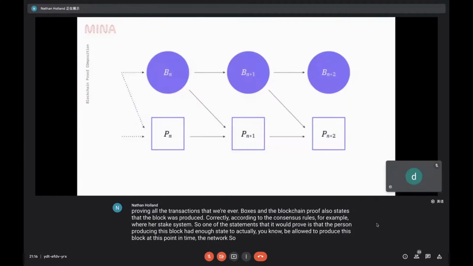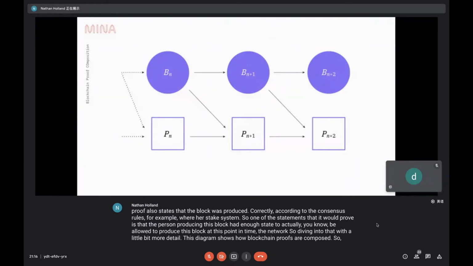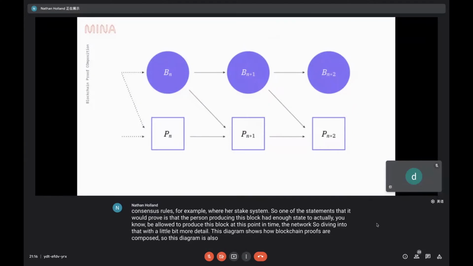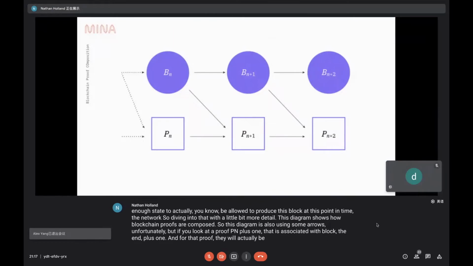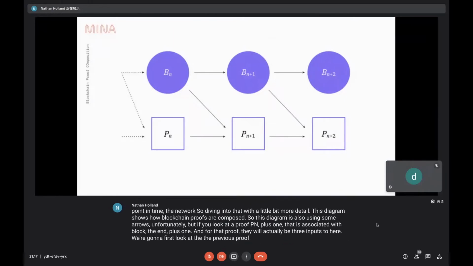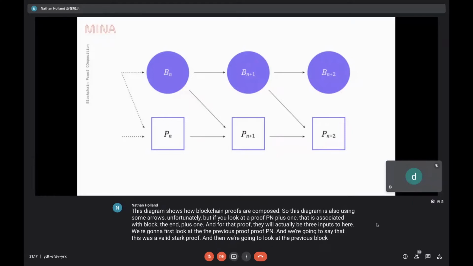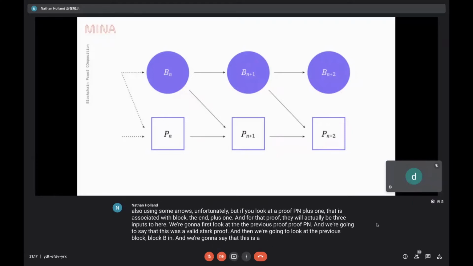So diving into that with a little bit more detail, this diagram shows how blockchain proofs are composed. This diagram is also missing some arrows, unfortunately, but if you look at a proof Pn+1, that is associated with block Bn+1. And for that proof, there will actually be 3 inputs. We're going to first look at the previous proof, proof Pn, and we're going to say that this was a valid snark proof. And then we're going to look at the previous block, block Bn, and we're going to say that this is a block that was associated with this proof.